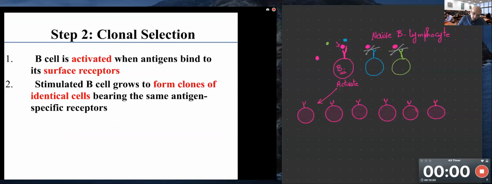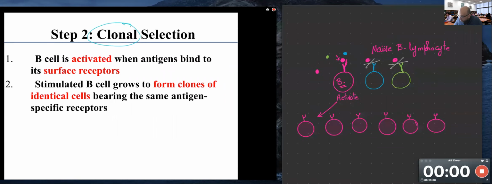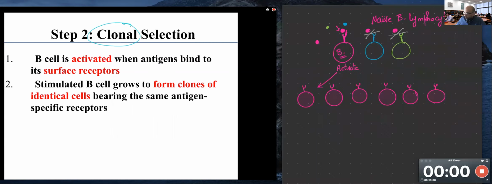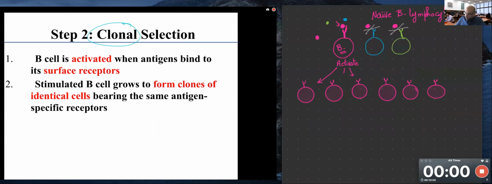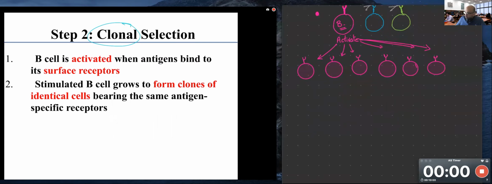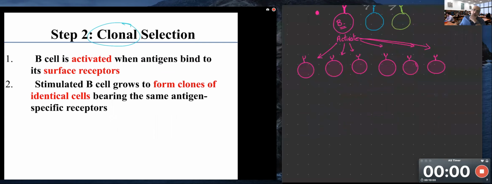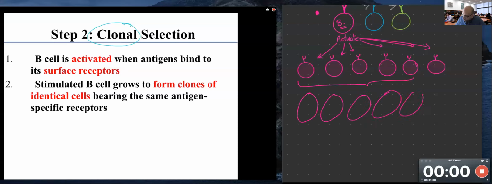Which one did I form the clones of? I only formed clones of the one that did recognize and bind to this antigen. So I form copies of myself. Rapidly proliferating cells would be produced, and I will have lymphocytosis, a large number of lymphocytes. A major part of those lymphocytes are going to mature to become what we call the plasma cells. And the plasma cells will have a very large Golgi apparatus occupying a major part of the size of the cell.